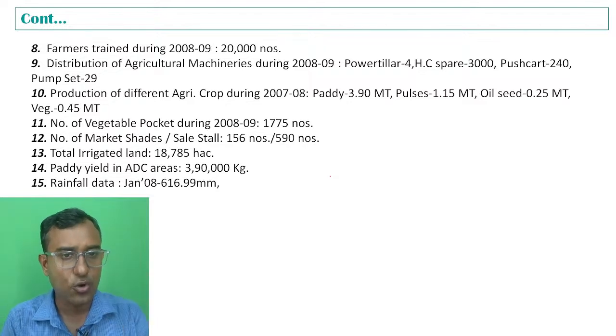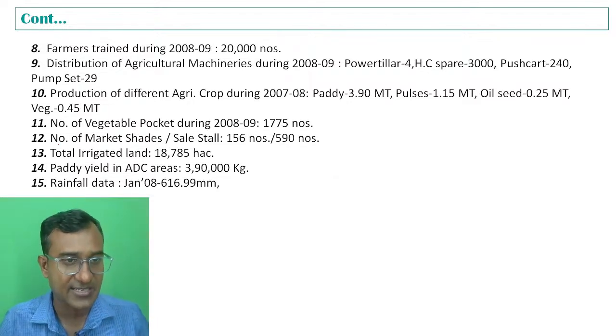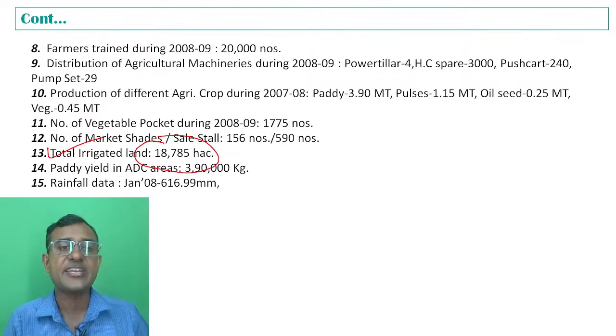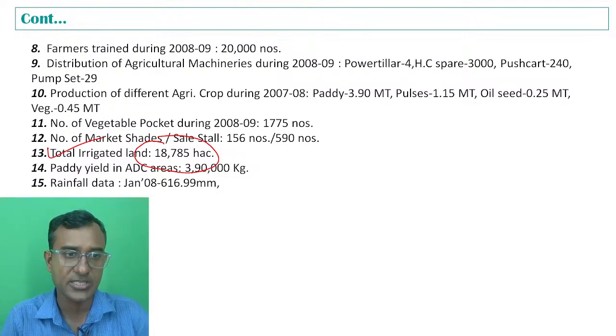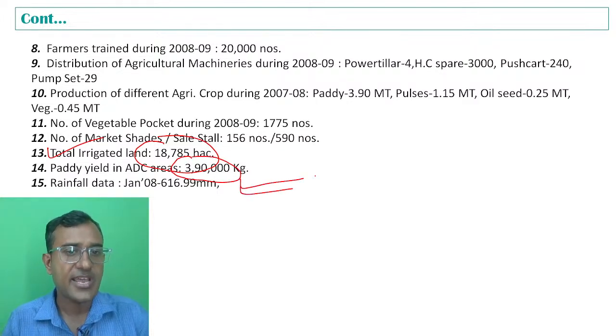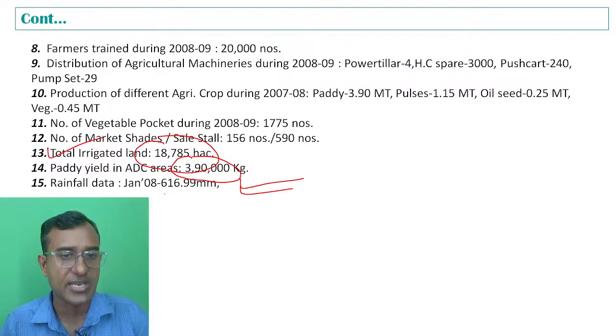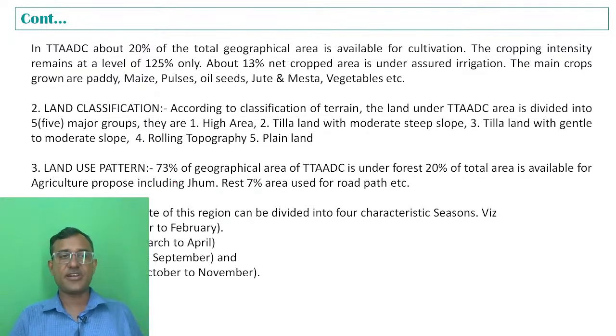So I will not go much into detail, but total irrigated land, this is important, total irrigated land during that time was 18,785. This is important. Paddy yield in the ADC area, total paddy was almost 3,90,000 kilo. Rainfall data, if you see January 2008, 616.99 millimeter. Now these data are very important.